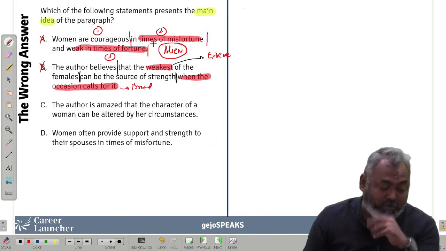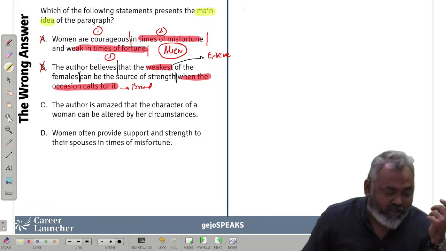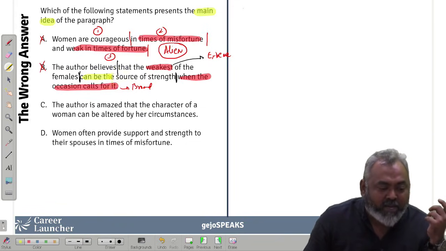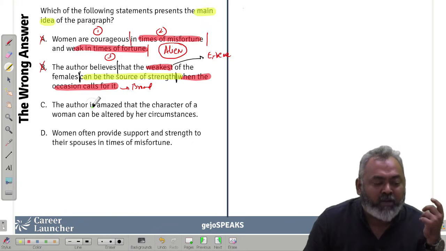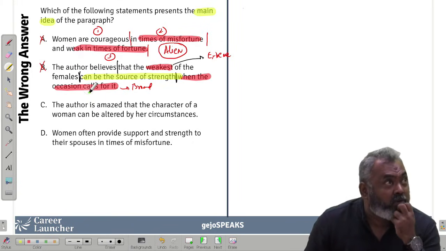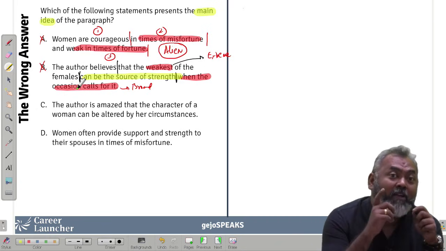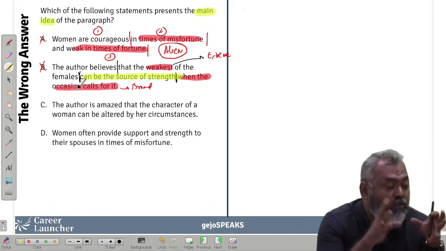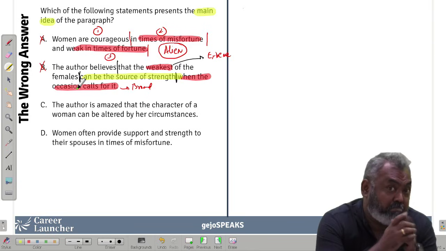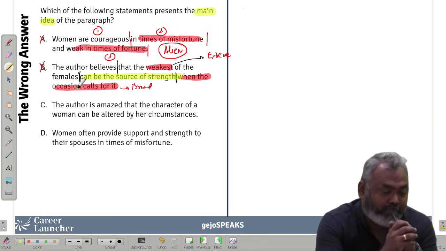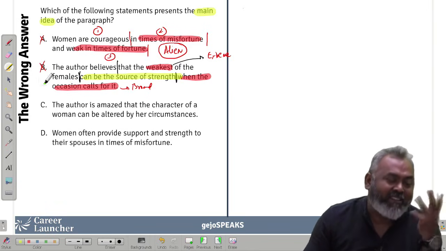There's actually one more problem in that answer choice. This one talks about females being the source of strength when the occasion calls for it. Now, source of strength for whom? For me, for you, for the president, for the prime minister? Source of strength for whom? The whole passage is very, very clear that it's a source of strength for the husband. That's broad, right? So anyway, this one is gone.